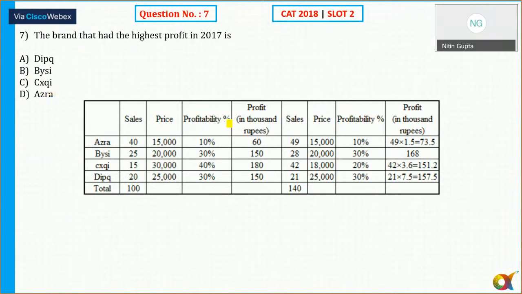The brand that had the highest profit in 2017. So highest profit in 2017, it is for B. So the answer is option C.